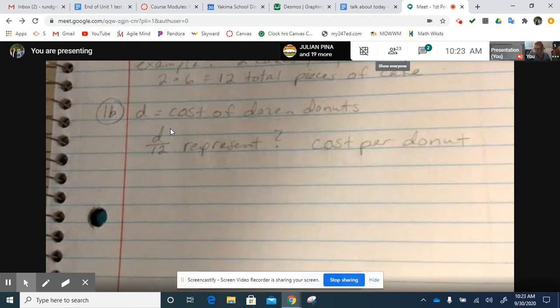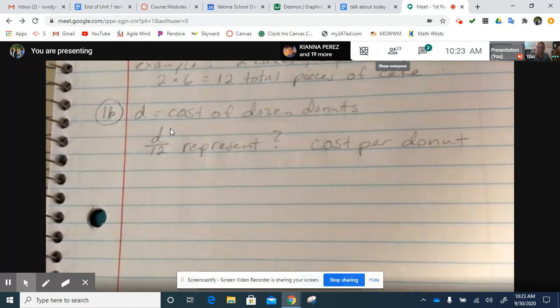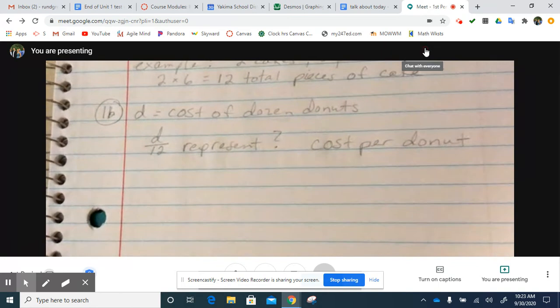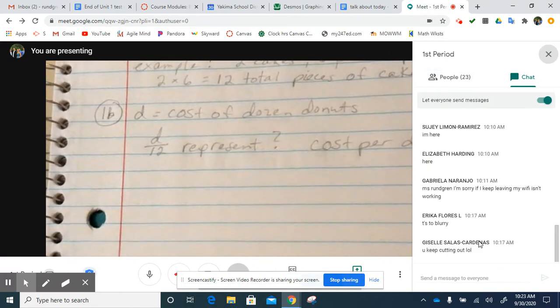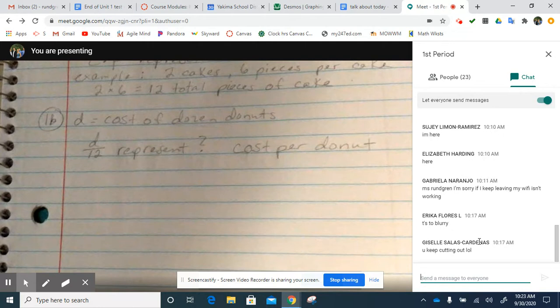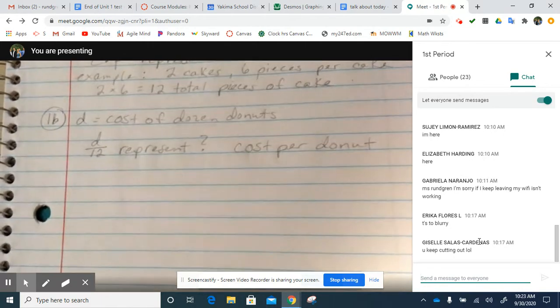Very true. Okay, do we ever get Dela, Tara, Edgard, Hayden, or Joshua to show up? Sorry, Giselle, I don't know what to do about the cutting out. I don't know if it's on my end or your end.